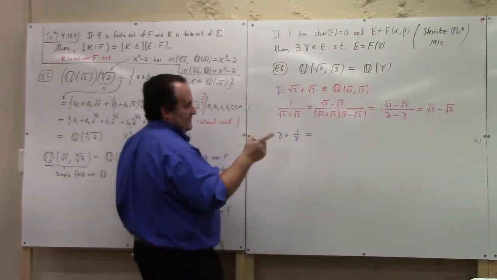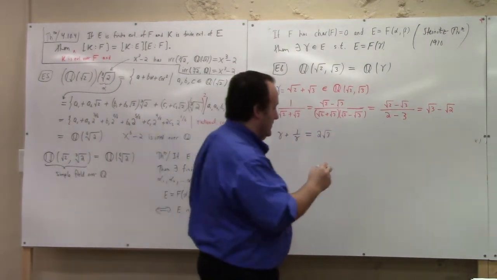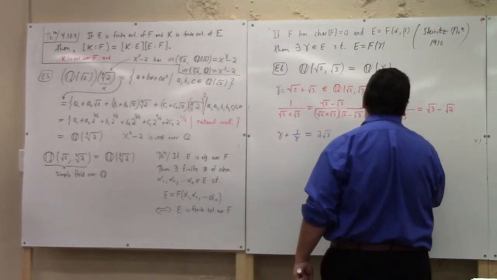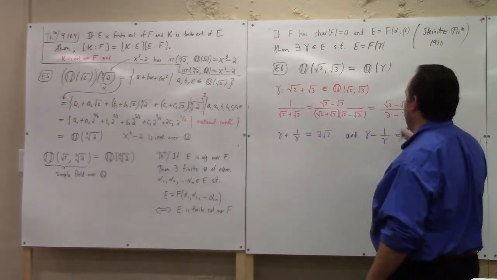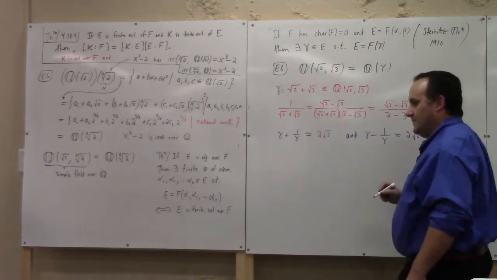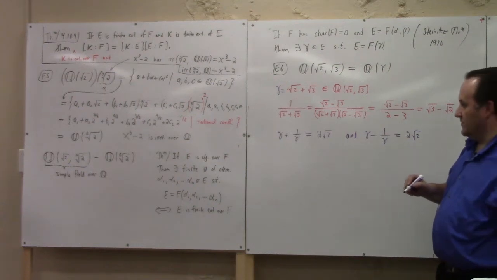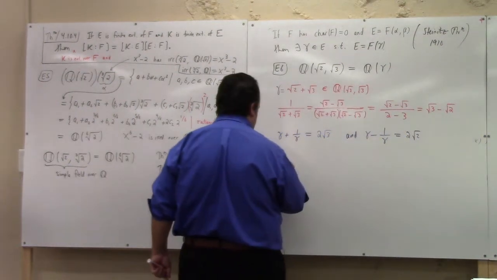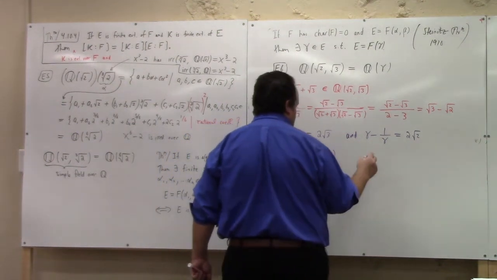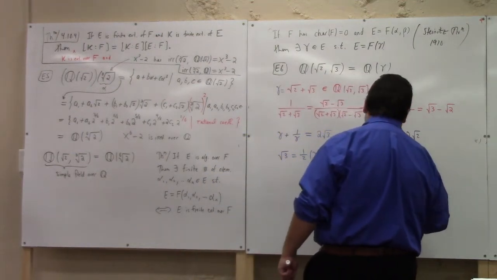Right, the root 2's cancel, right? So we get twice the root 3, right? And if you look at gamma minus 1 over gamma, what do you get? Then the root 3's cancel, and you get 2 root 2. So, more to the point, the square root of 3 is equal to 1/2 of gamma plus 1 over gamma. And the square root of 2 is equal to 1/2 of gamma minus 1 over gamma.